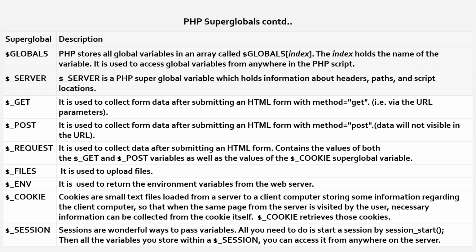Next one is $_POST. It is also used to collect the form data after submitting the HTML form using the POST method. Here the advantage is that data will not be visible in the URL. That is the advantage of the POST method. Anyway, the comparison we will discuss in the next slide. Next one is $_REQUEST. It is used to collect data after submitting an HTML form. It contains values of $_GET and $_POST. Also, it has the values of the $_COOKIE superglobal variable.